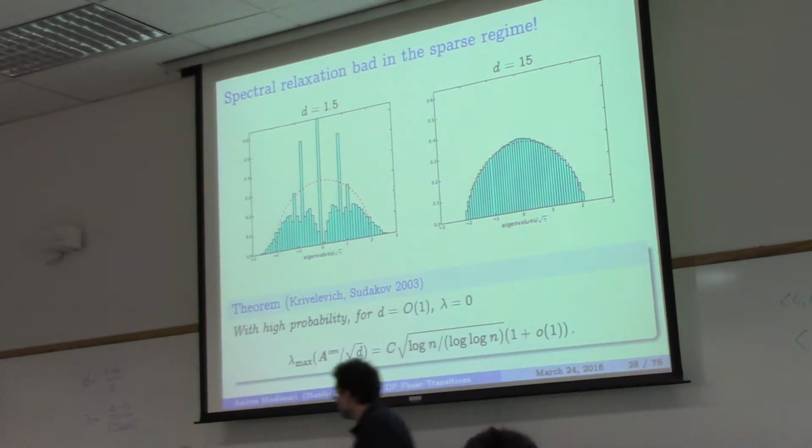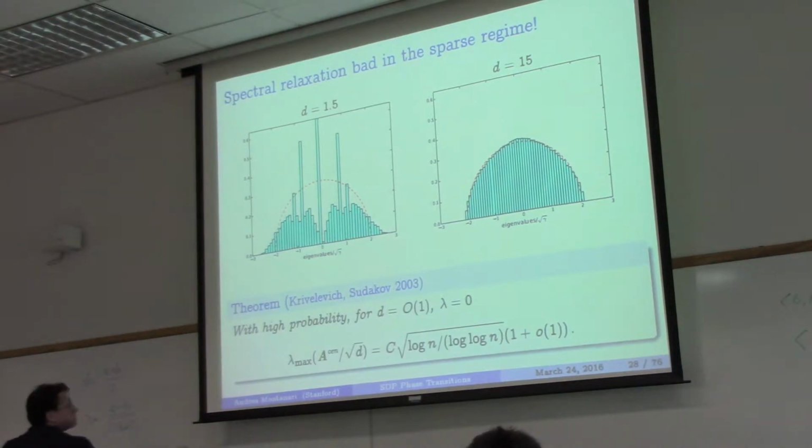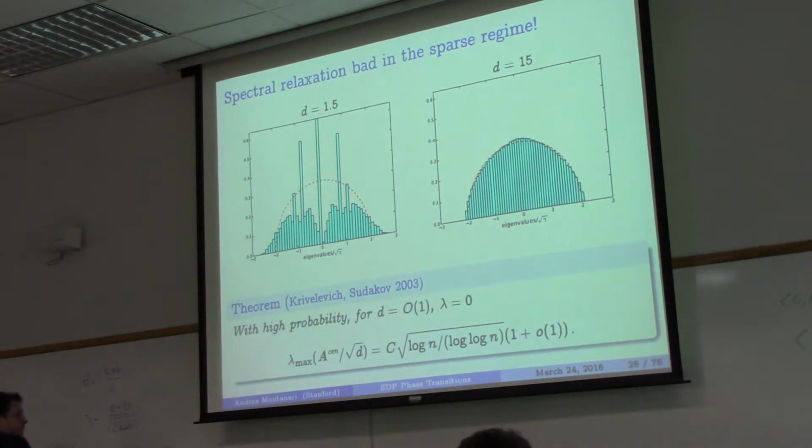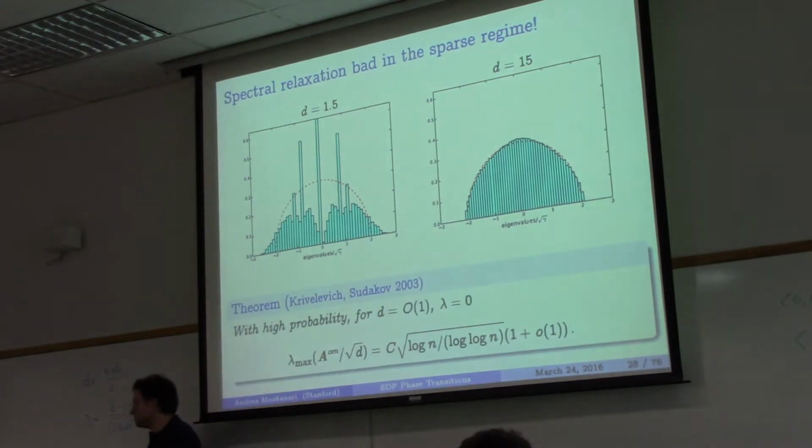The way to prove it is very simple. You just compute the norm of A times e_i. So this is a lower bound on lambda max. This is basically the proof of this theorem, I mean, one side of the theorem. So you take i to be the vertex of largest degree.